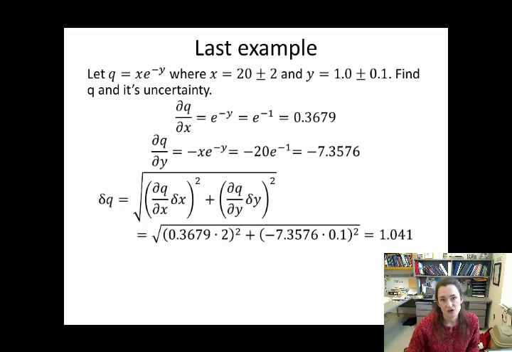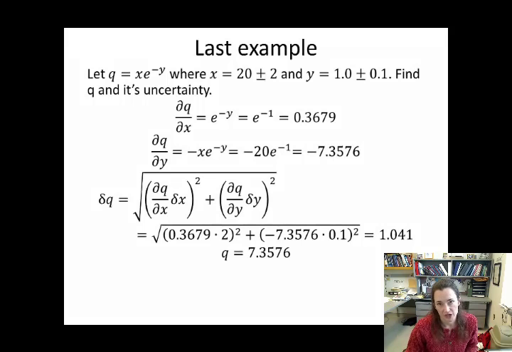Now, we want to plug those partial derivatives that we found into our formula for our uncertainty in Q. So that gives us the values that you see here. Plugging in the numbers, of course, the partial of Q with respect to x was 0.3679, and then times the uncertainty, delta x, which is 2. So 0.3679 times 2, and then you square that. And then plus minus 7.3576 times 0.1, quantity squared. And then when you evaluate that square root, you get 1.041. So that's your uncertainty delta Q.